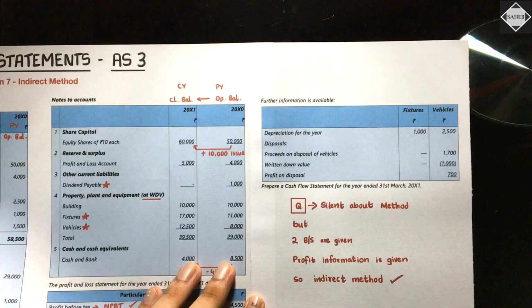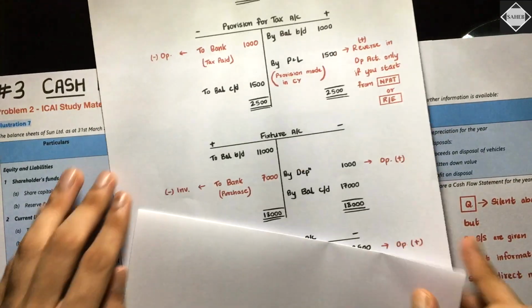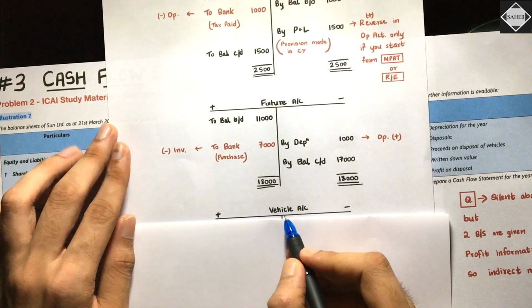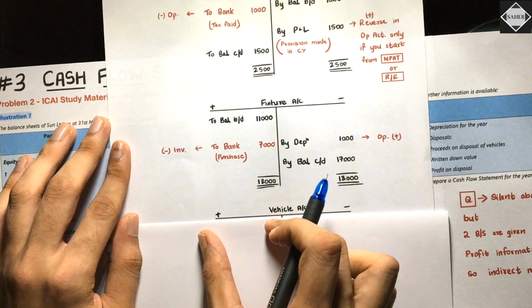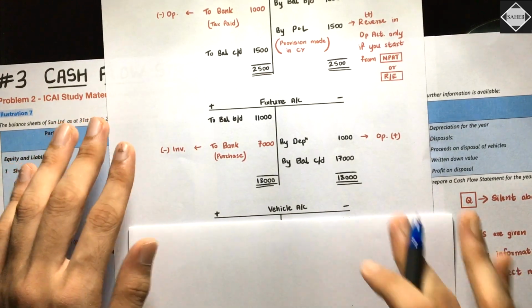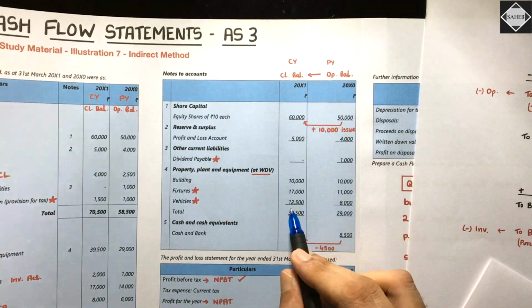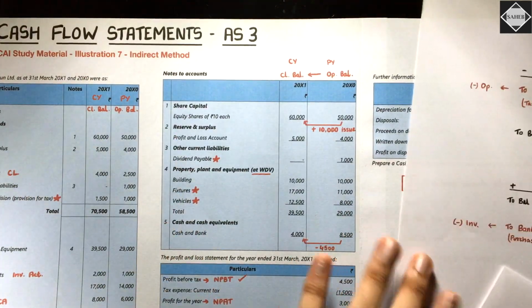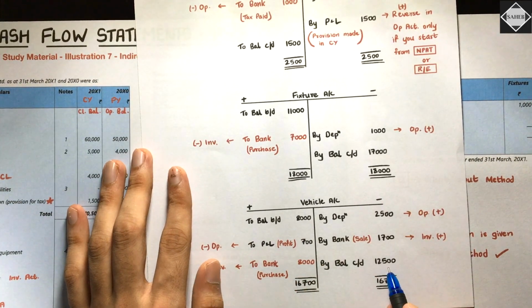So we'll open the vehicle account. Now the vehicle account is what? It's PP, right? It's an asset account, so it has a debit balance. Debit means plus, credit means minus. Opening balance on the debit side, closing balance on the credit side. So what is the balance? The opening balance is 8,000, closing balance is 12,500. So balance brought down 8,000, closing balance 12,500.